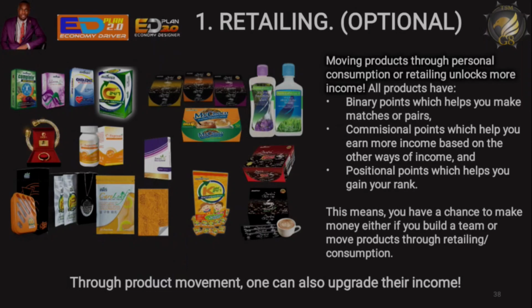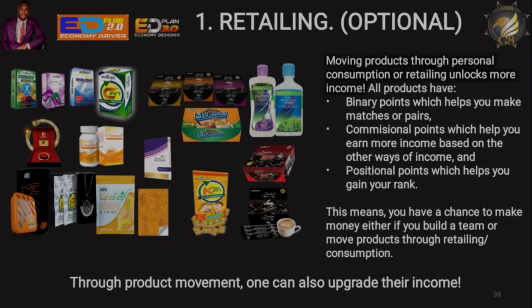So through product movement, one can unlock more income. The more you're able to consume or teach your team to consume the products or teach your team to move the products, the more and more income you are going to unlock. And this usually happens automatically because there is a system within our company that helps your team move the supplements automatically without pressure.